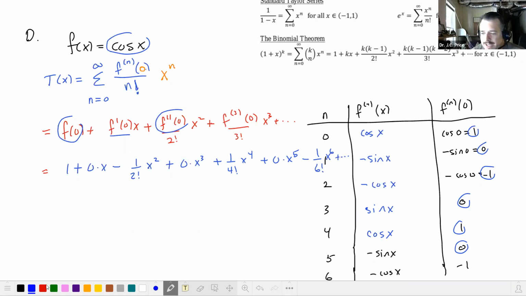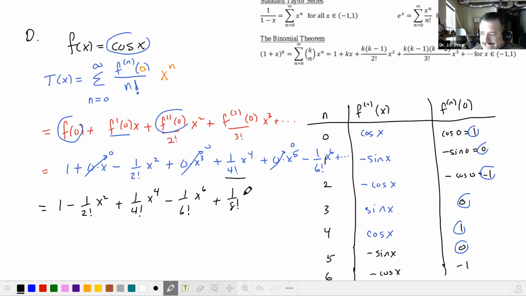And now I'm going to clean it up because all these zeros I'm just going to throw out. And the pattern will basically emerge. So it's equal to 1 minus 1 over 2 factorial x squared plus 1 over 4 factorial x to the 4th. And as soon as I write that next term here, I'm almost positive it should be minus 1 over 6 factorial x to the 6th, which it is. I bet you the next one will be 1 over 8 factorial x to the 8th. And now I got it. And minus... It goes on in that pattern forever and ever and ever.